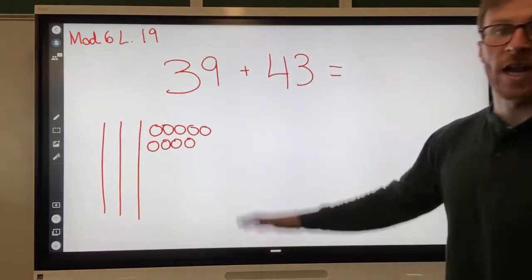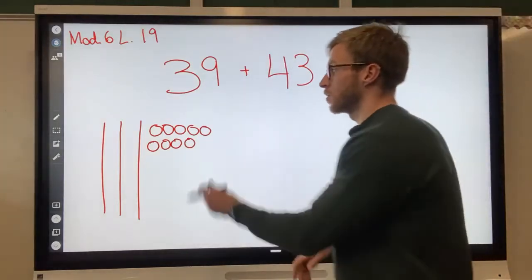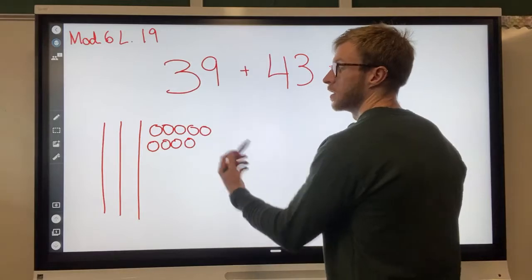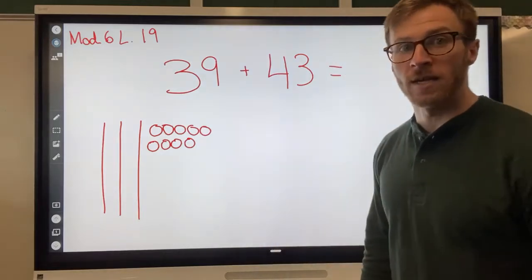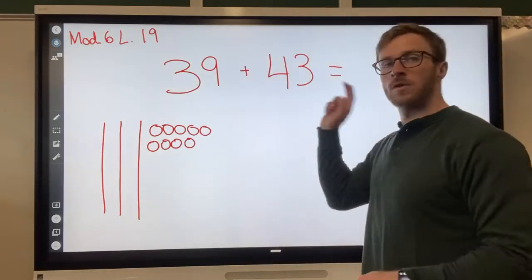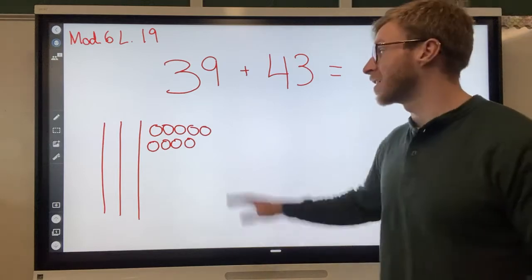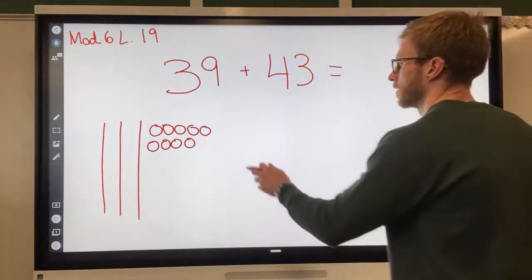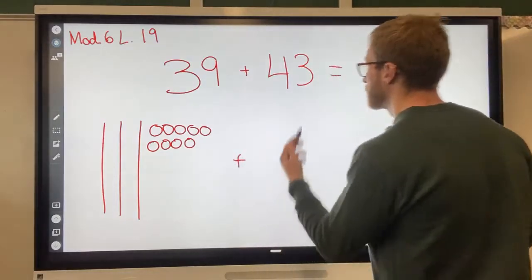All right, some stuff that I can already tell from solving this problem and drawing out the picture is that I only need one more 1 to make another group of 10. And I can look over here in this number and see that we have 3 extra ones over here. So I'm definitely going to be making more groups of 10. Okay, so 39 plus 43.